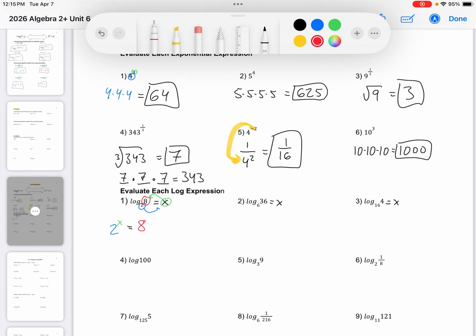So we know we have 2 to the power of something should equal 8. So essentially what we're asking is how many times do I need to multiply 2 together to make it equal 8? And that is 3. If we take 2 times 2 times 2, that is 8. So the exponent here would need to be 3. And so that is the x that we are looking for.